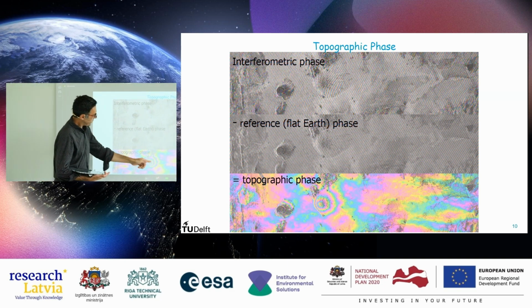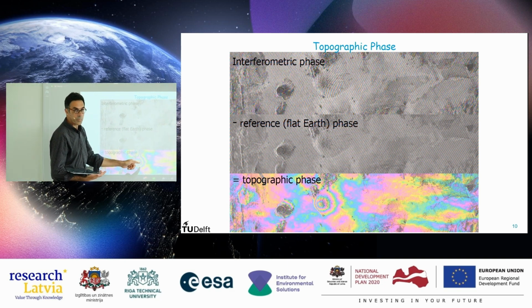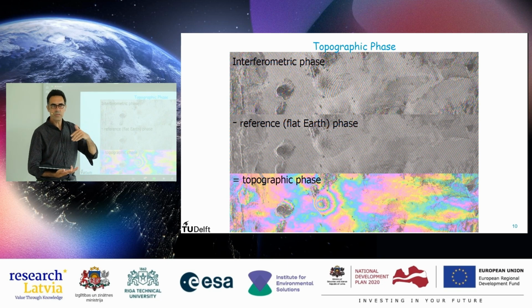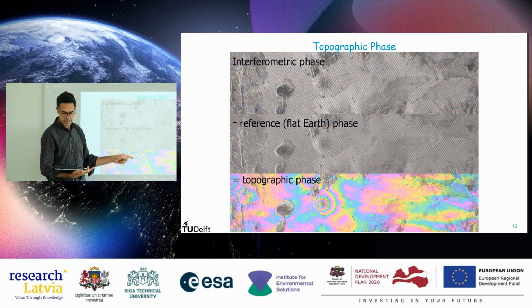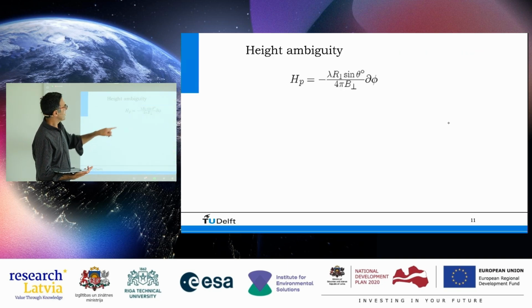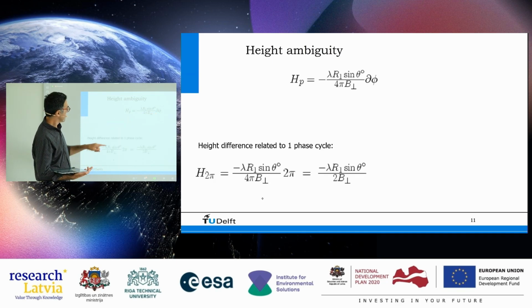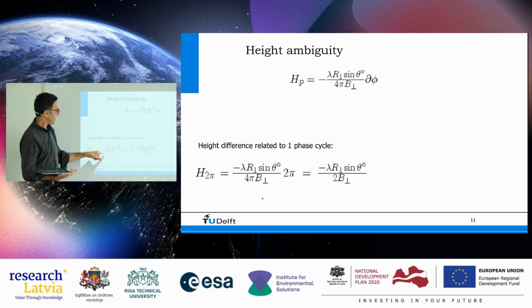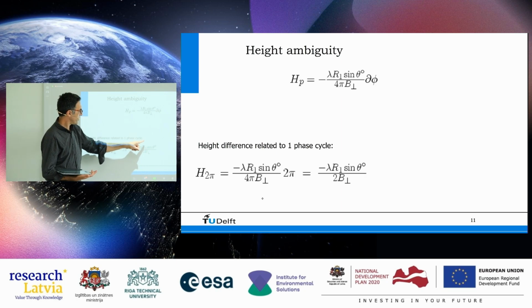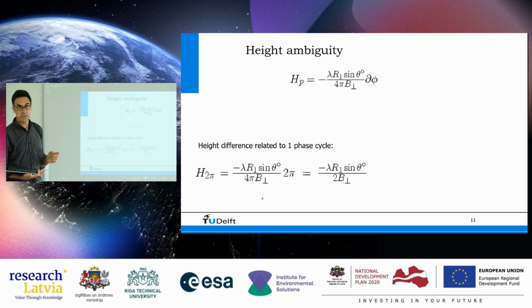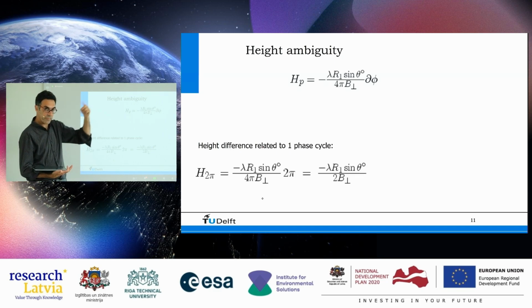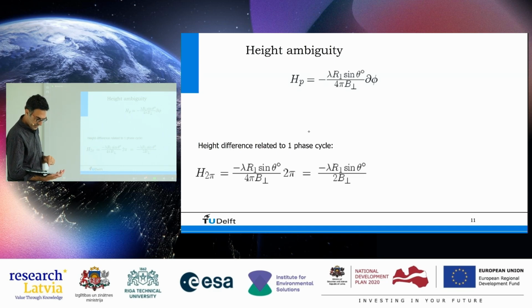How much is the elevation difference between purple here and purple here? So that is the height ambiguity. How much height in meters do we have in a 2 pi phase change? So this was the equation. If I put here the value 2 pi, then I have 2 pi divided by 4 pi, that would be the 2 over here. So this number is the height ambiguity. That is, if I look at an interferogram, how many meters are there between one full cycle in phase?